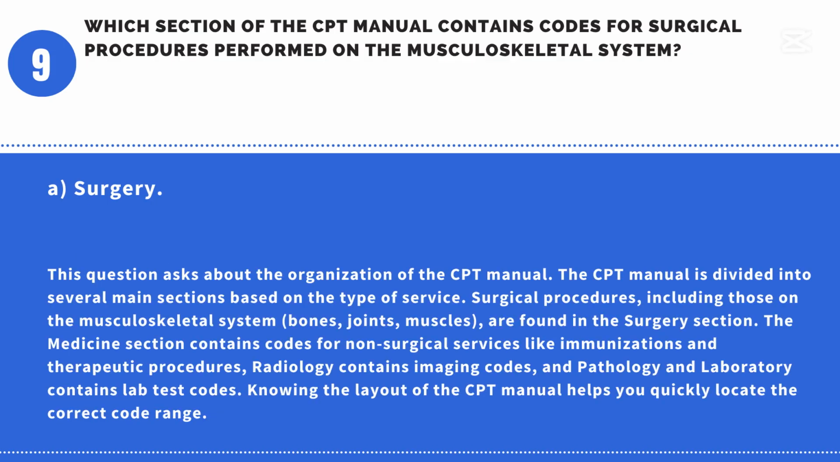Answer: A. Surgery. This question asks about the organization of the CPT manual. The CPT manual is divided into several main sections based on the type of service. Surgical procedures, including those on the musculoskeletal system, bones, joints, muscles, are found in the surgery section. The medicine section contains codes for non-surgical services like immunizations and therapeutic procedures. Radiology contains imaging codes, and pathology and laboratory contains lab test codes. Knowing the layout of the CPT manual helps you quickly locate the correct code range.